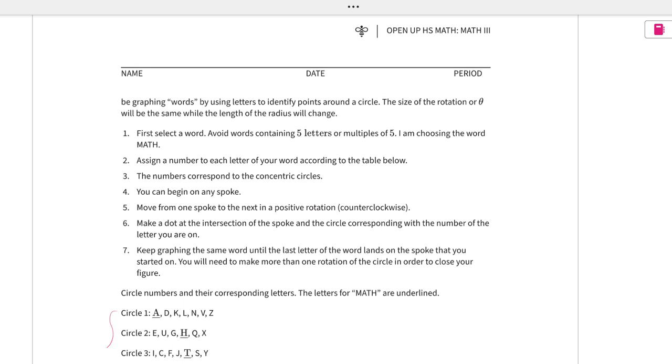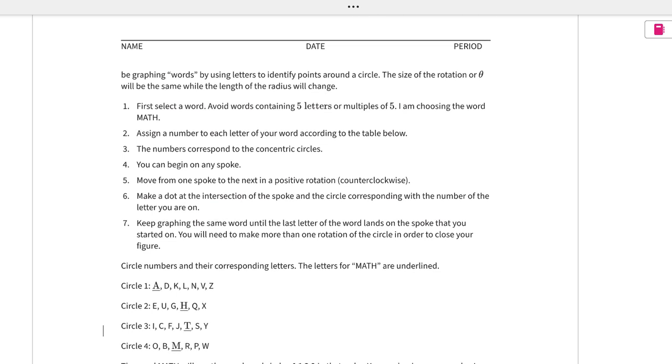So here's our table below. The numbers correspond to the concentric circles. You can begin on any spoke. Part 5 says, move from one spoke to the next in a positive rotation, right, counterclockwise. Part 6 says, make a dot at the intersection of the spoke and the circle corresponding with the number of the letter you are on. Part 7 says, keep graphing the same word until the last letter of the word lands on the spoke that you started on. You will need to make more than one rotation of the circle in order to close your figure.